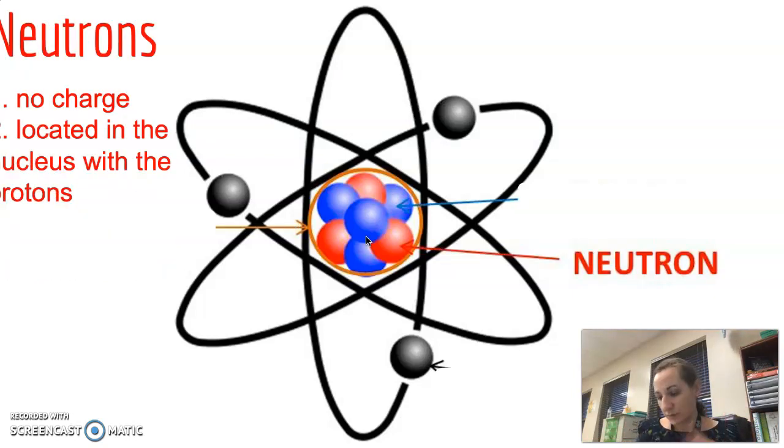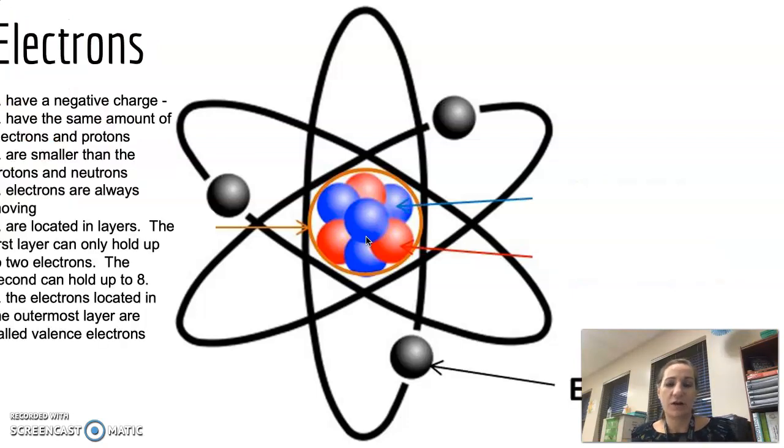Neutrons, this is number 2 on what 3 particles make up an atom. So number 2 is neutrons. Neutrons are neutral. Pretty easy again, starts with an N. So neutrons are neutral. They have no charge. And they're located in the nucleus. And then we have electrons.